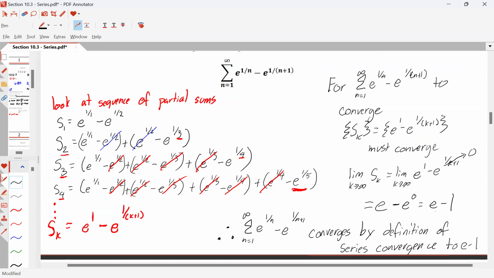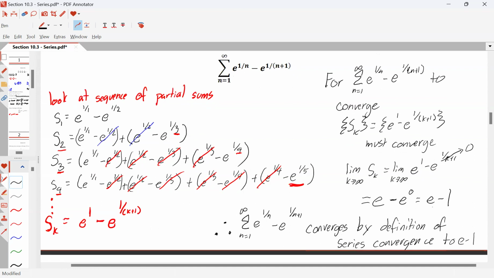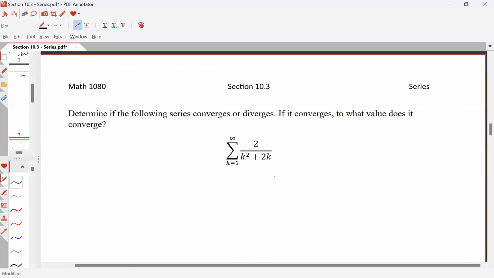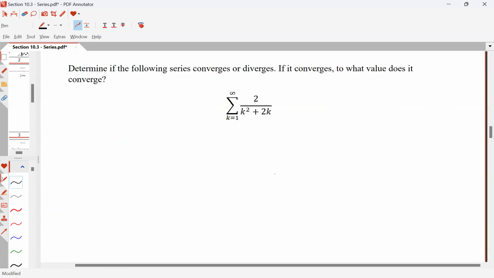Okay. So right now, to tell if a series converges or diverges, we look at the sequence of partial sums. One more example of this. We want to determine if the following series converges or diverges. Once again, the only tool we have is partial sums.